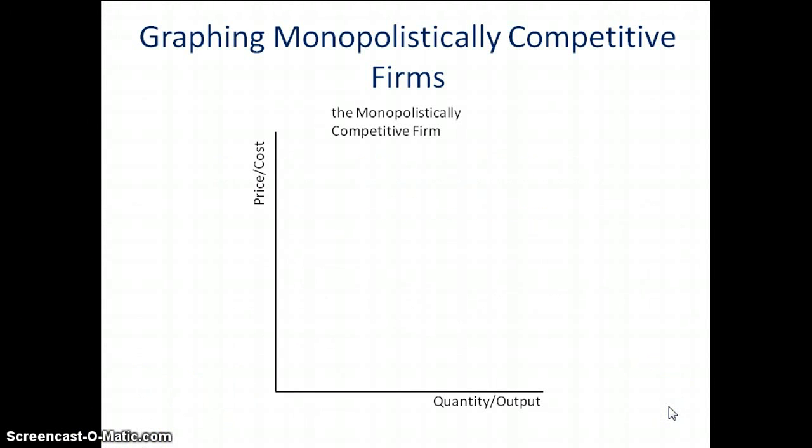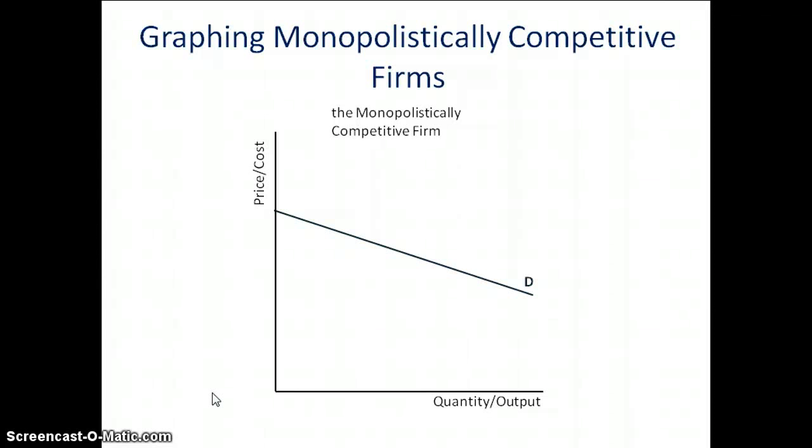Okay, so we're going to start here with a graph of the firm itself. On our vertical axis we have price and cost, and on our horizontal axis we have quantity and output. We're going to draw a downward sloping demand curve, and that's the similarity that this firm has in comparison to monopolies, that both of these types of firms face a downward sloping demand curve.